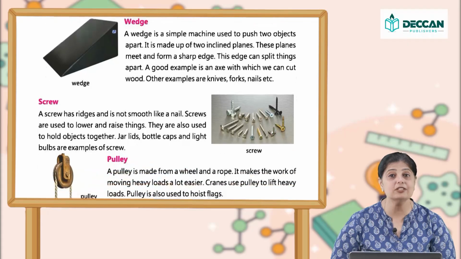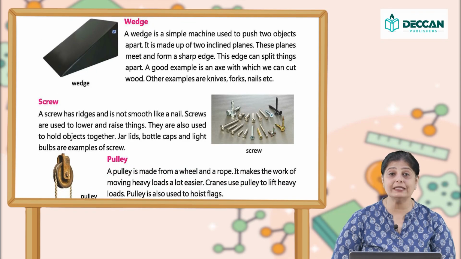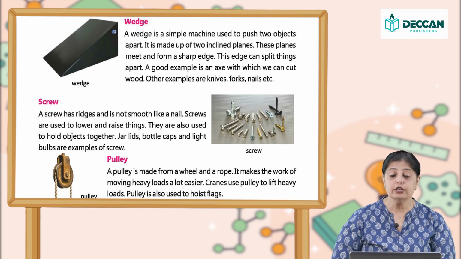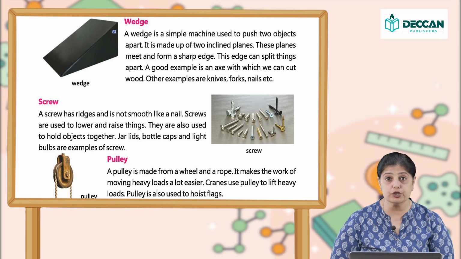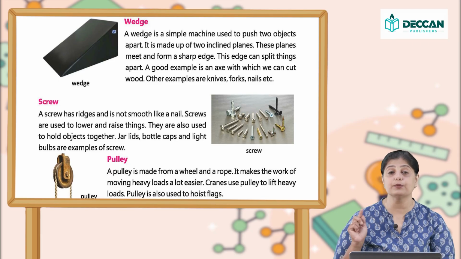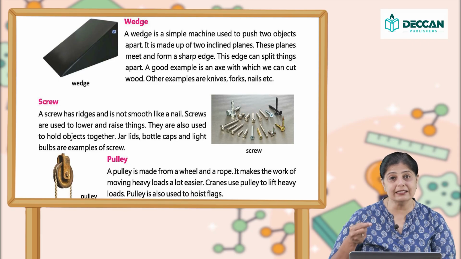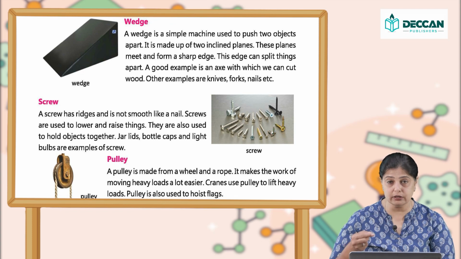Yes, I am going to talk about the screw. A screw has ridges. You will see that there are ridges on it, and it is not smooth like a nail. So, there are two things, one is a nail and the other one is a screw. On the bottom part of the screw, you will see the ridges.